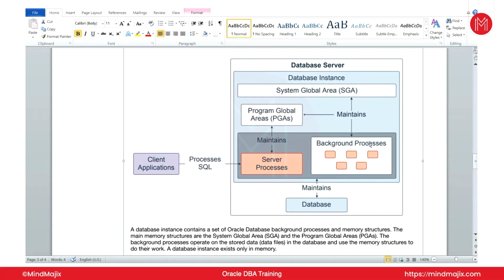So background process is for databases usually, and server process is for client. So data pump is a client. So your work is done by server process.